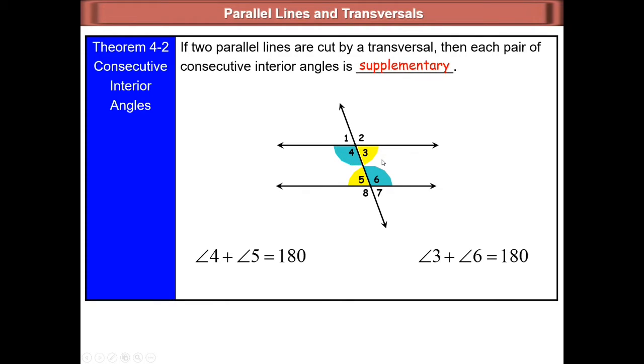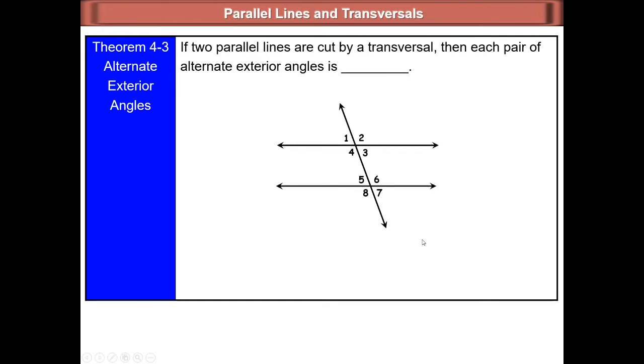If two parallel lines are cut by a transversal, then each pair of alternate exterior angles are congruent. So if we look at angle 1 and angle 7, they are alternate exterior, and as long as the lines are parallel, then they are congruent. Angle 2 and angle 8 are another example.